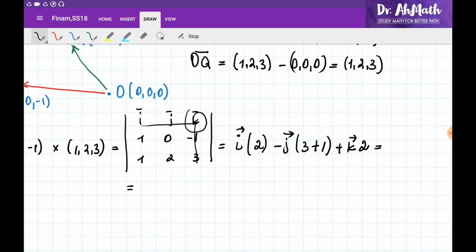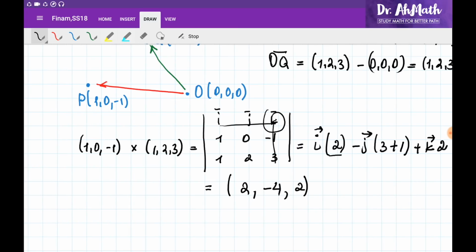So what we get is a vector which has the 3 components. The coefficient before the i is going to be the first component of the vector, which is 2. The coefficient before the j, which is -4, is going to be the second component of the vector. And the coefficient before the k is going to be the third component of the vector. So the cross product of these two vectors is going to be this vector. And actually this vector is going to be perpendicular to both of these vectors at the same time.